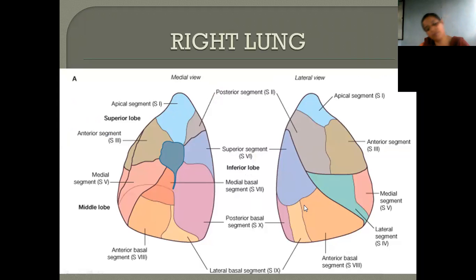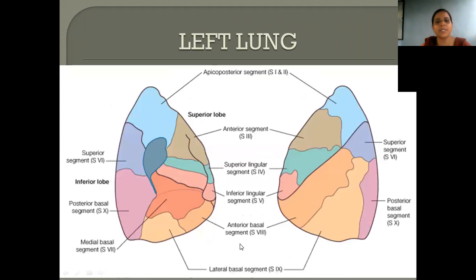Likewise we have, see here, this is right lung, this is upper lobe, this is middle lobe, and this is lower lobe. Right lung has 3 lobes, isn't it? So in the upper lobe we have apical segment, anterior segment, posterior segment. In the middle lobe, we have medial segment, lateral segment. And in the lower lobe, we have superior segment, then anterior basal, lateral basal, then posterior basal. Okay, like that we have 10 bronchopulmonary segments in each lung.